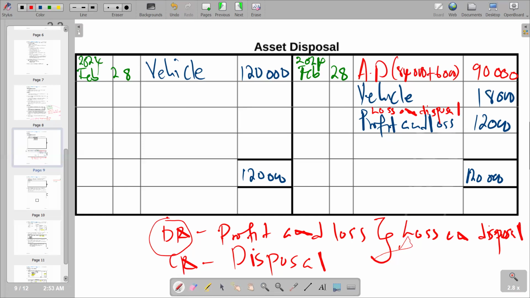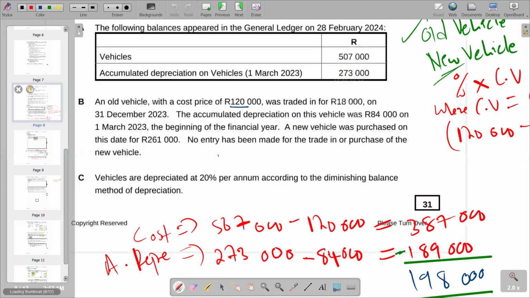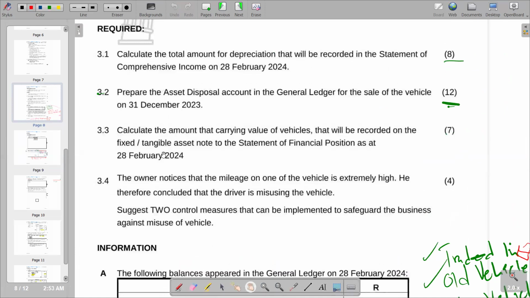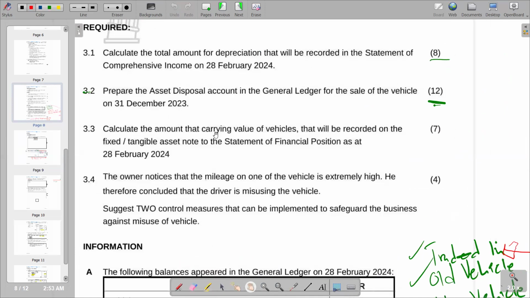So this is what we have in this part, and that is asset and disposal. Then we go to the next part of our question, which is now 3.3, and let's calculate the carrying value of vehicle that will be recorded in the fixed or tangible asset note to the statement of financial position at 20th February 2024. So obviously we need to present it in the form of cost minus accumulated depreciation, then we get your carrying value. So the question is asking us the carrying value at the end.